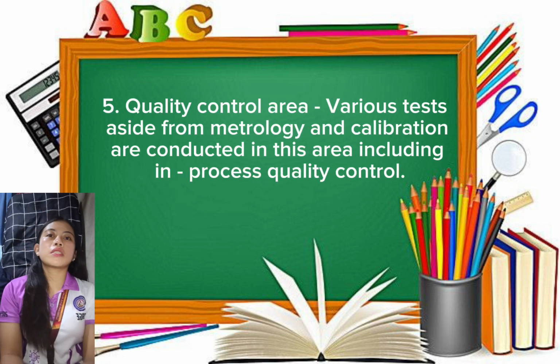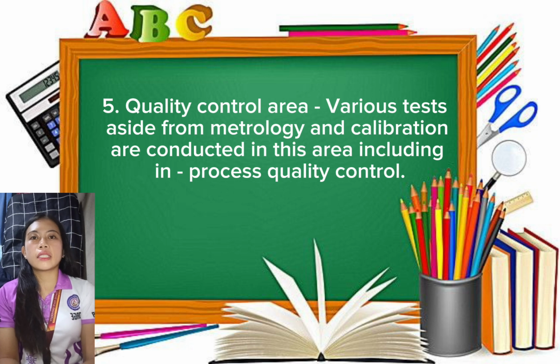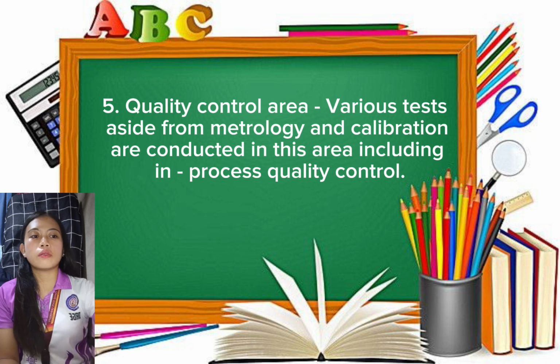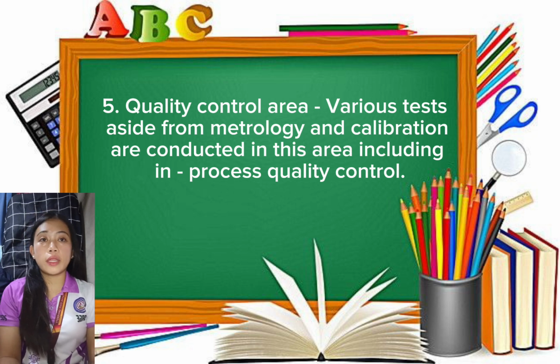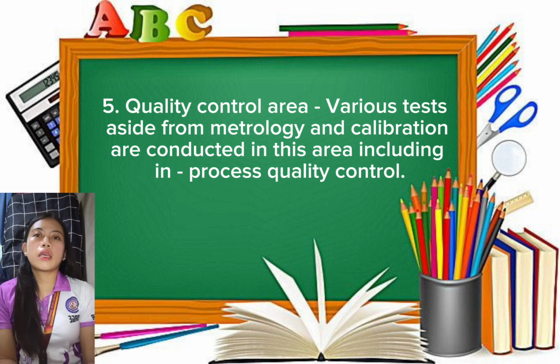Number 5 is the quality control area. Various tests aside from metrology and calibration are conducted in this area, including in-process quality control. This area checks the quality of students' work through testing and ensures everything meets standard, like whether they really learned something from that specific topic or lesson.